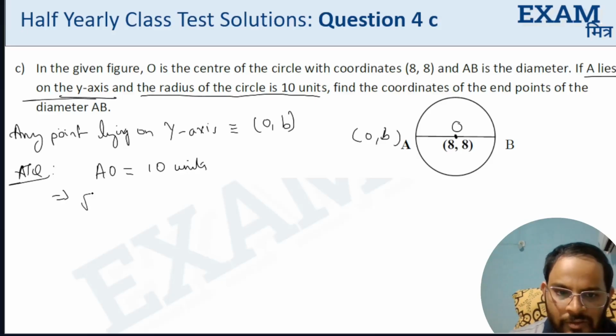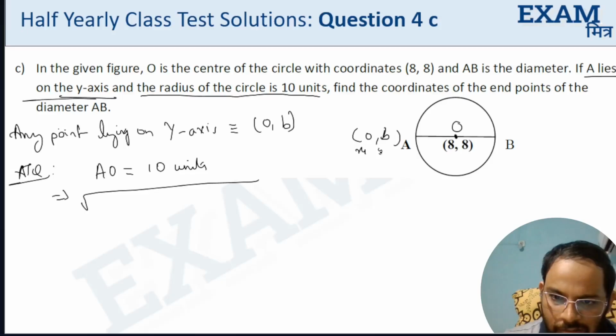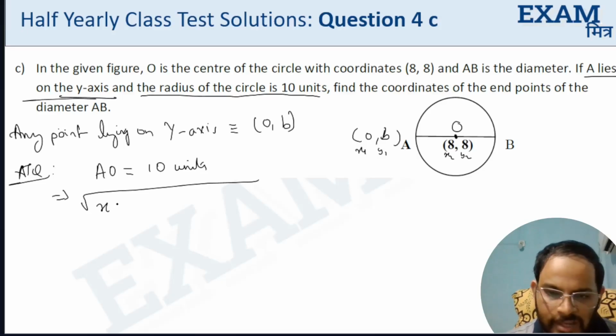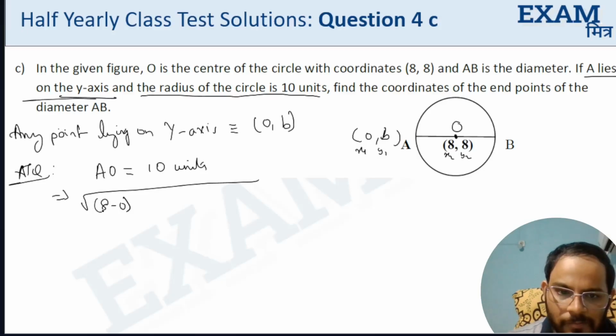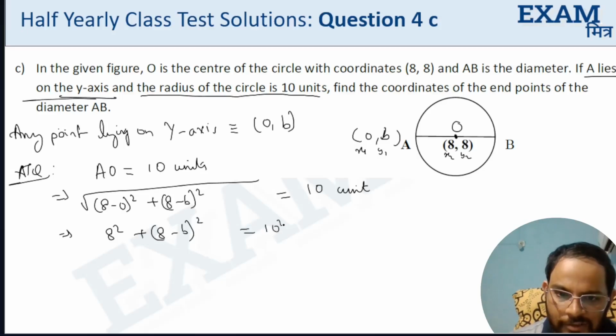And what is AO? We have the distance formula. Let's consider this as (x1, y1) and this as (x2, y2). The formula goes: square root of (x2 minus x1) whole square plus (y2 minus y1) whole square. That means (8 minus 0) whole square plus (8 minus b) whole square. Now this equals 10 units. If I square both sides, I get 8 square plus (8 minus b) whole square equals 10 square. I am just squaring both sides.